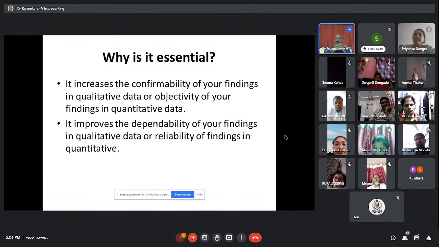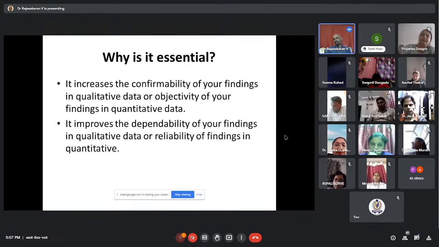And one very important thing: why do we need to use theory? That's what I have given here. One thing, it increases the confirmability of your finding and improves the dependability of your finding. It gives a guarantee, and it is scientifically proven, because theories are again scientifically proven. So when you apply the theory and prove your research, there won't be any question of validity. Obviously, your research is generally accepted quite comfortably.